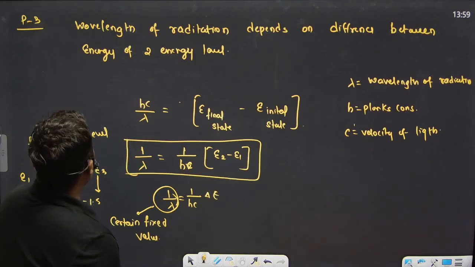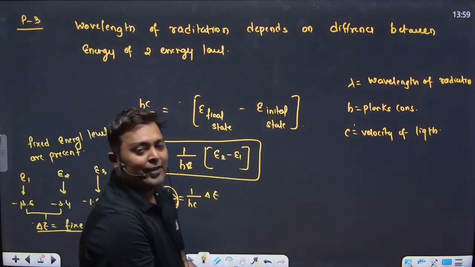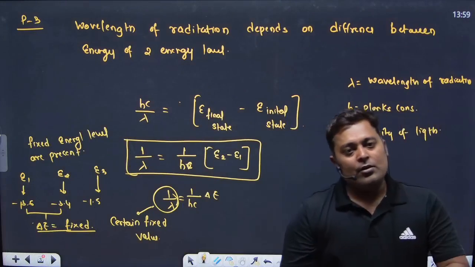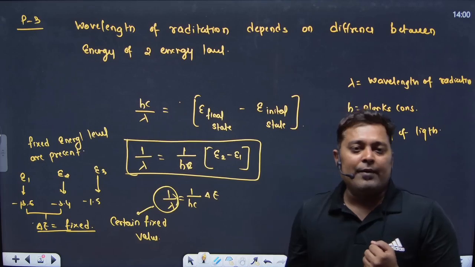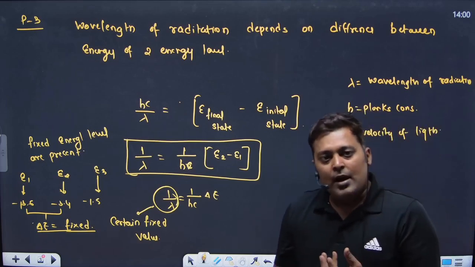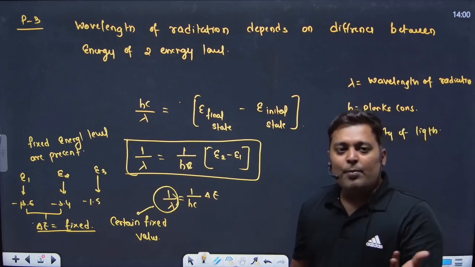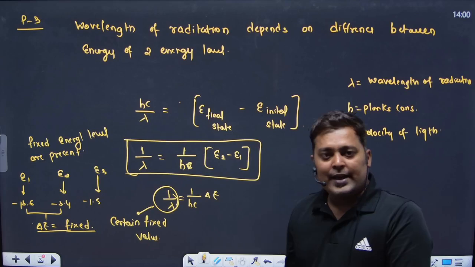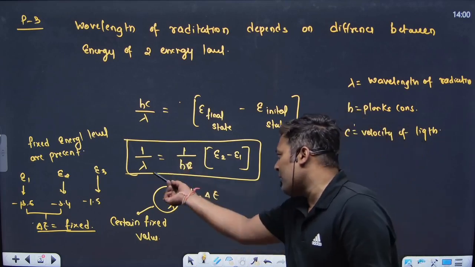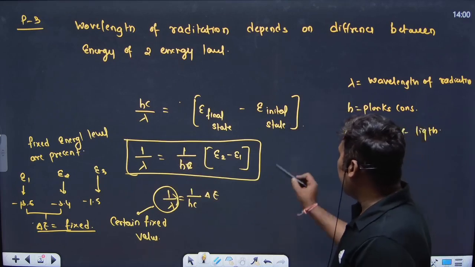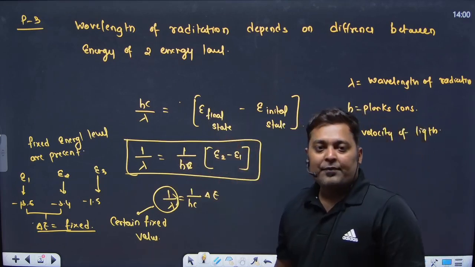Now the third postulate is what? The third postulate explains that during the transition of the electron, a certain wavelength of radiation is either absorbed or emitted. The wavelength of emitted or absorbed radiation can be simply calculated by using this formula, and the value of the wavelength is going to depend on the difference between the energies of the two energy levels.